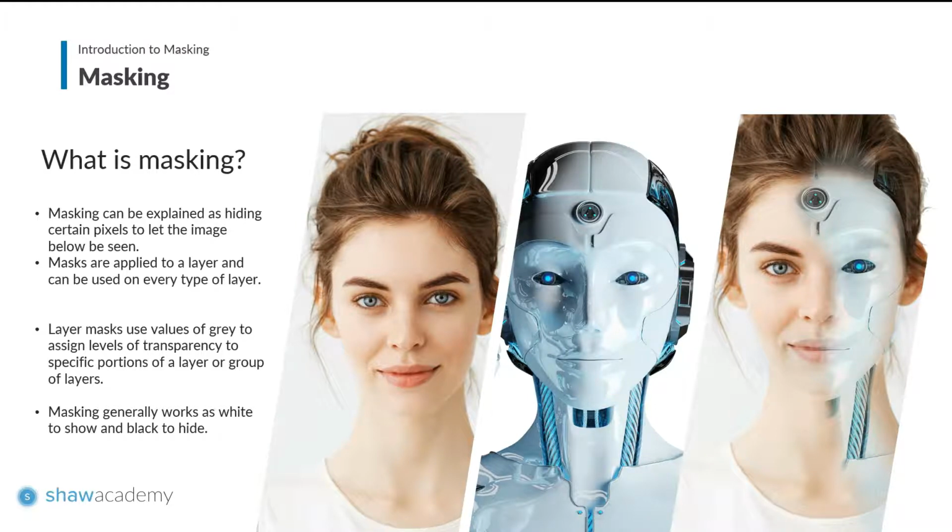So masking generally works as white to show and black to hide. And as you can see here, we could do some pretty incredible things with masking. This is a very quick one that I did where we take a picture of a model, and behind it, using layers, I have this render of an android, and I've used a mask here to slowly reveal a part of the image below to get this concept that this is an android. Let's have a little bit of fun with this and do something like this ourselves.